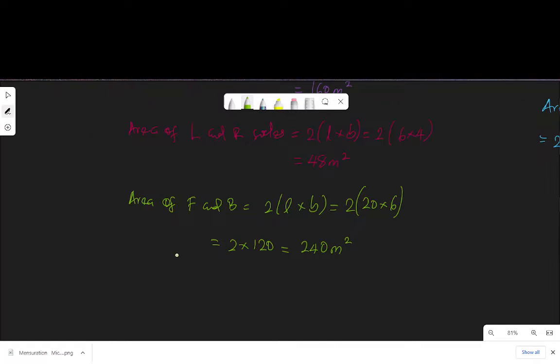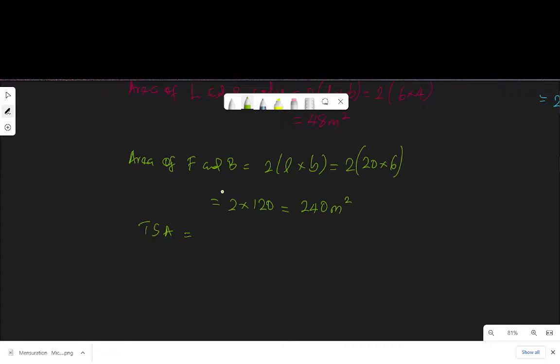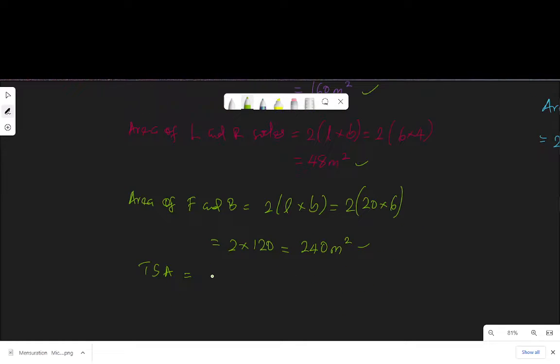240 meters square. Therefore, surface area or total surface area of the cuboid will be this area here plus this plus this. That is 160 plus 48 plus 240, all of that in meter square. Let me use a calculator to add it. 160 plus 48 plus 240. That is 448 meter square as the surface area of this cuboid.